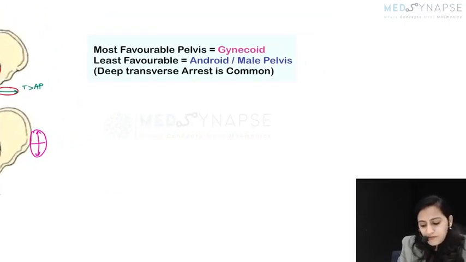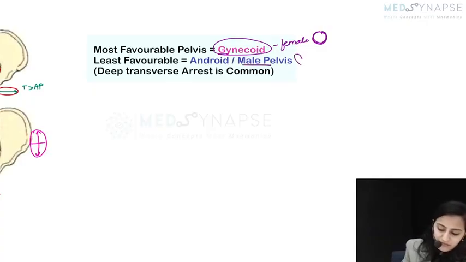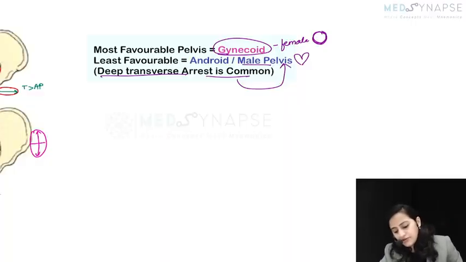So the most favorable pelvis, of course, logically is going to be gynecoid. Gynecoid means the female pelvis, the round pelvis. Least favorable, of course, is the male pelvis, with convergent side walls. Deep transverse arrest is common in male, the android.